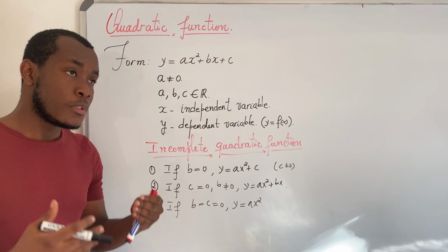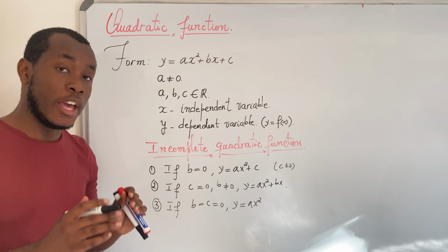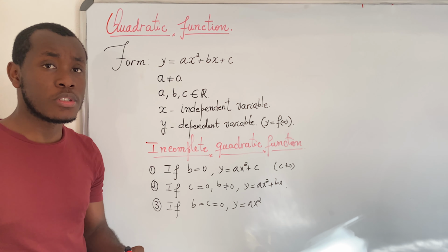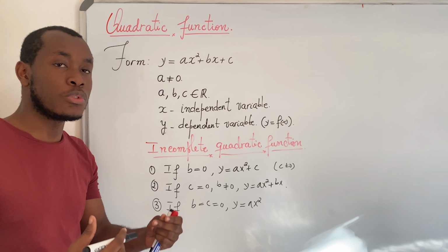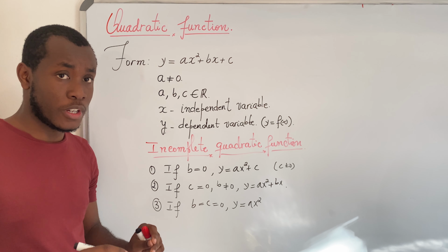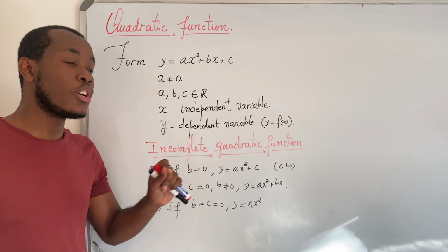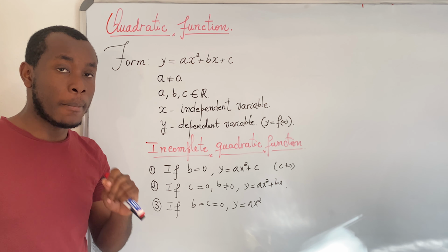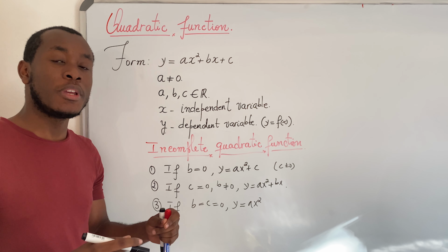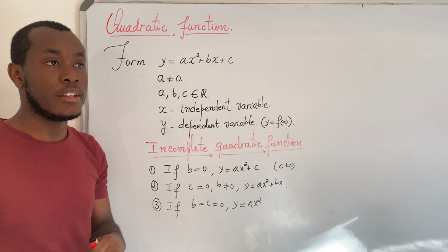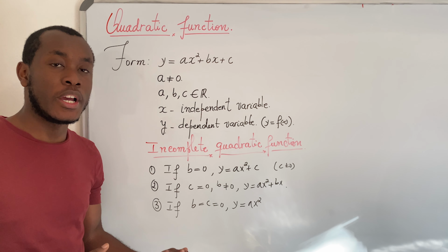Now, we have several points that we can discuss on quadratic function. And the first one is the roots of a quadratic function. So let's see how we will solve to determine the roots of a quadratic function. However, we will start by solving the incomplete quadratic function first, applying the factorization method, which is transforming sum into product and then finding the value of the variable that we are required to solve.